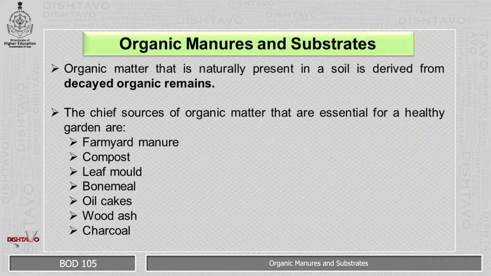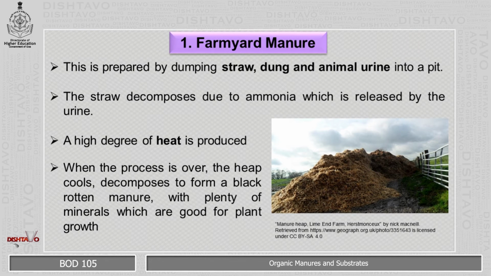Organic matter that is naturally present in the soil is derived from decayed organic remains. The chief sources of organic matter that are essential for a healthy garden are farmyard manure, compost, leaf mold, bone meal, oil cakes, wood ash, and charcoal. First, let us study about farmyard manure.